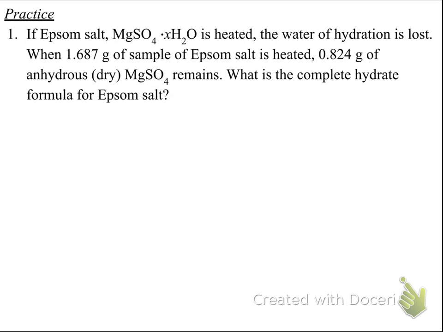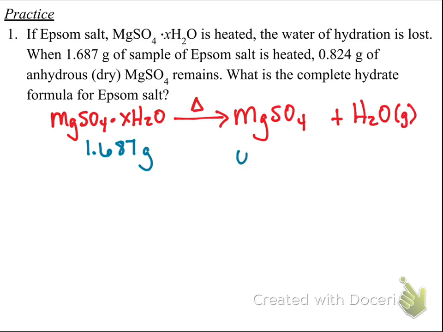So here is an example problem. We've got Epsom salt, which is magnesium sulfate, which is a hydrate. And when it's heated, the water of hydration is lost. We start out with 1.66 grams of the hydrate. And we are told that after losing all the water, the mass is now 0.824 grams, and that's the dry, anhydrous means dry, MgSO4.